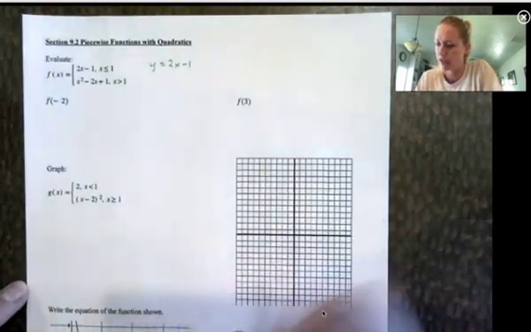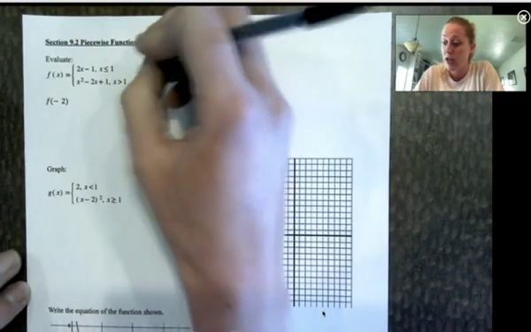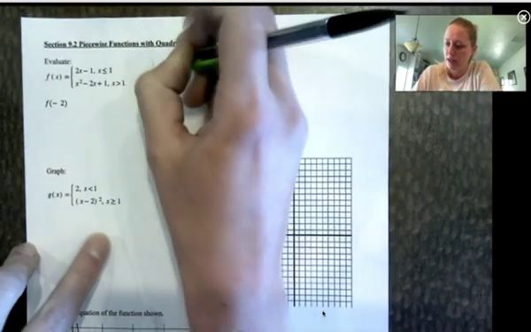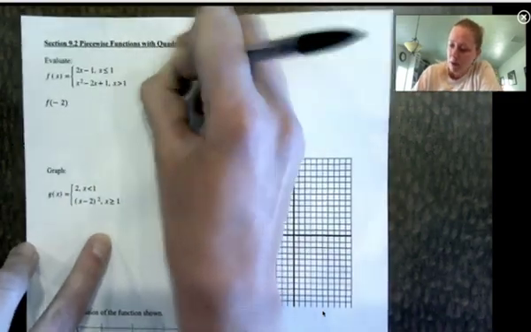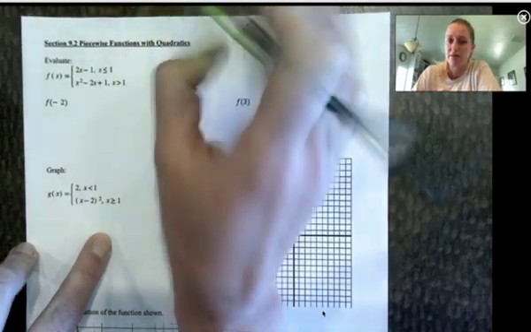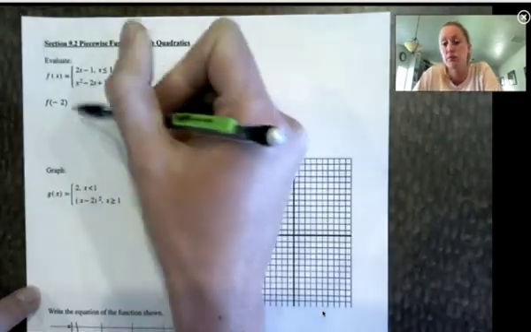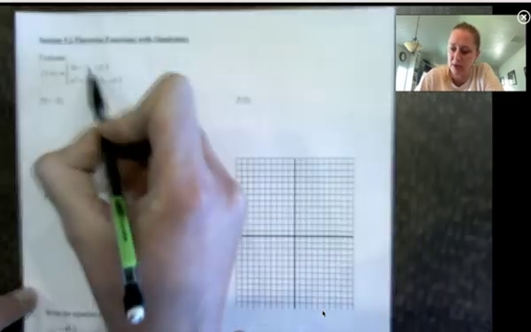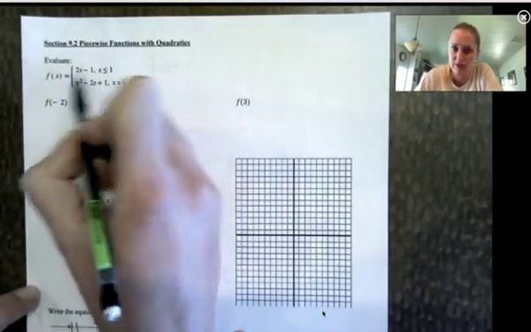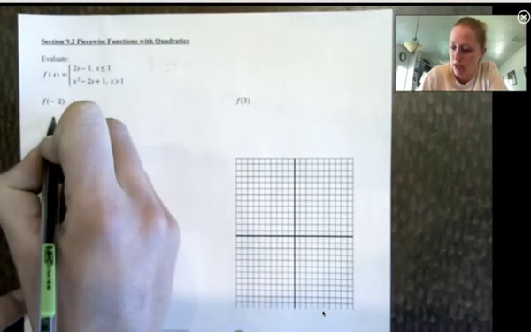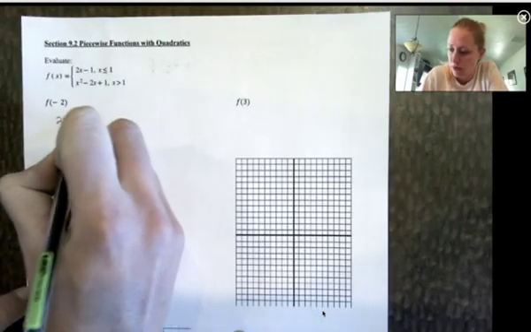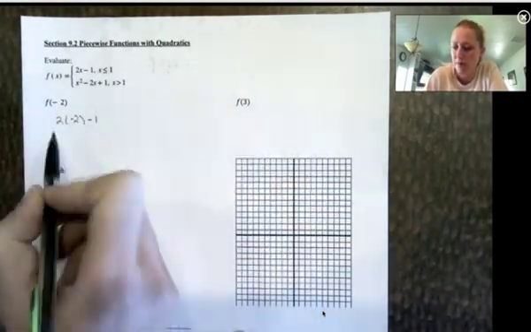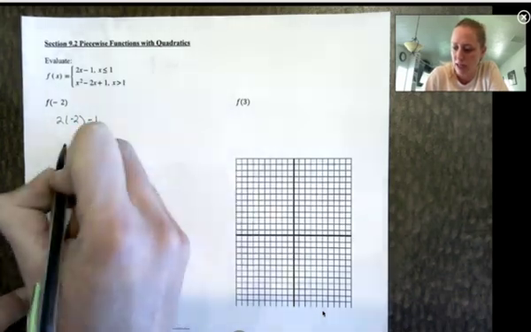Oh, sorry, we're not asked to graph this one. I'm getting ahead of myself. This one we are just asked to evaluate. So here we want to evaluate what is f of -2. So first I have to decide which piece does that fall into. So -2 is less than or equal to 1, so that means I'm going to use this first equation. So I'm going to do 2 times -2 minus 1. Okay, so I get -4 minus 1, which is -5.